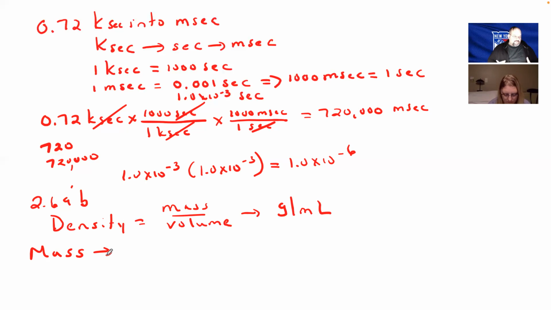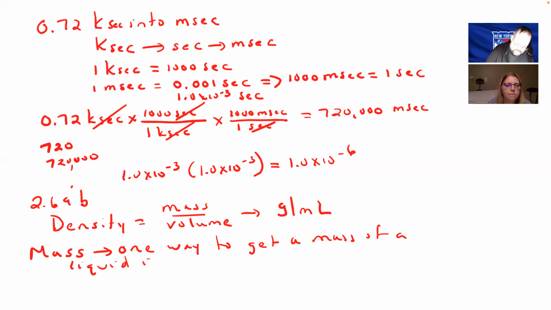So when you have a liquid, you can't put a liquid directly on a balance, because if you put a liquid directly on a balance, it's just going to spill all over the place. Okay. So one way to get a mass of a liquid is by what is known as weighing by difference.